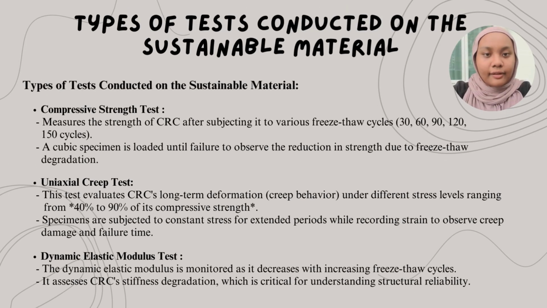Types of tests conducted on the sustainable material. Number one, compressive strength test. The compressive strength test measures the strength of CRC after subjecting it to various freeze-thaw cycles: 30, 60, 90, 120, 150 cycles. A cubic specimen is loaded until failure to observe the reduction in strength due to freeze-thaw degradation.